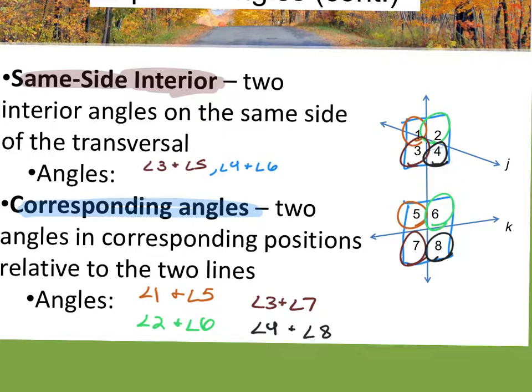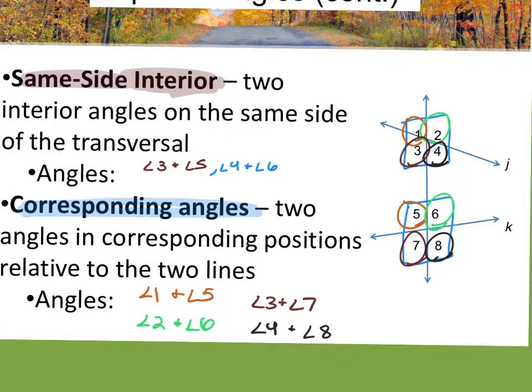So wherever they are in location, in relation to where those 2 lines cross, is how they match up. There's same side. So that was a good question. He just said, is there same side exterior? Nope, there's only these 4. So alternate interior, alternate exterior, same side interior, and corresponding. Those are the 4 special types of angles.